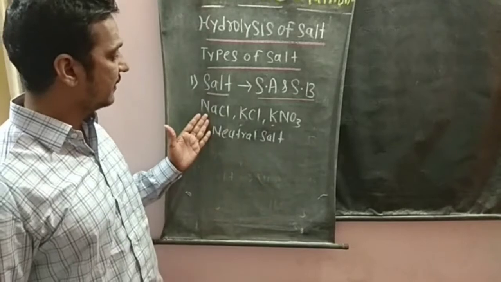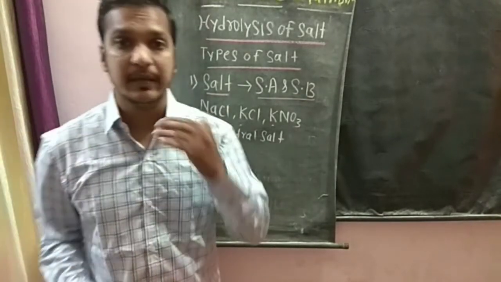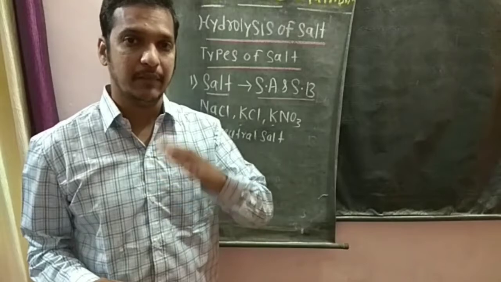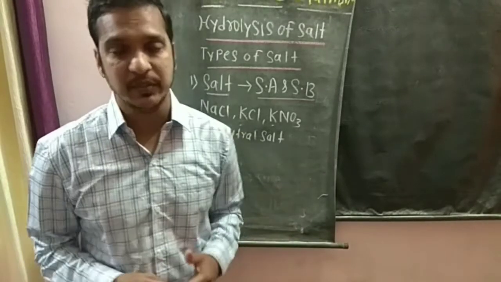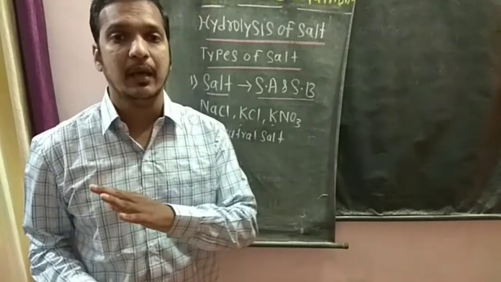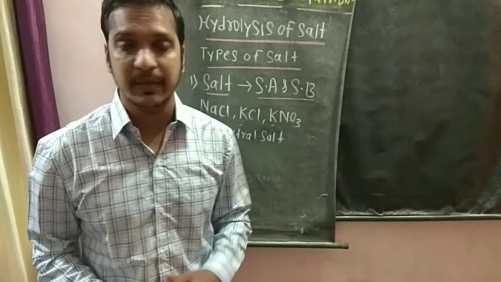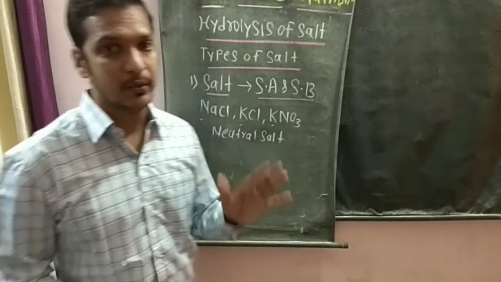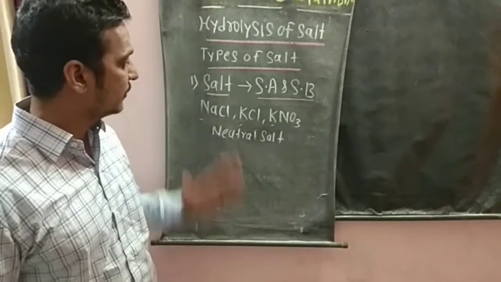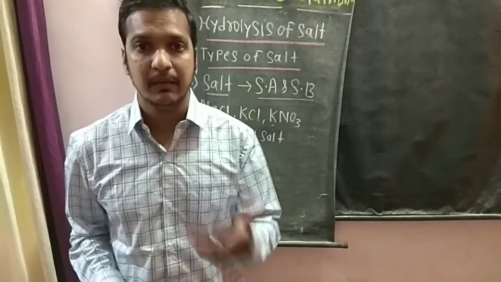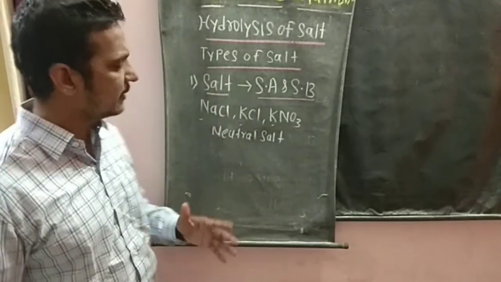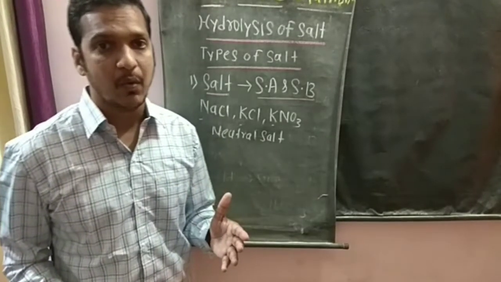Because we know that neither the cation nor the anion reacts with water. So the equality between the concentration of H3O plus and OH minus will not be disturbed. It remains intact, it remains the same. So that is why they are called neutral salts. For example, sodium chloride, KCl and KNO3. We know that Na plus and Cl minus do not react with water.